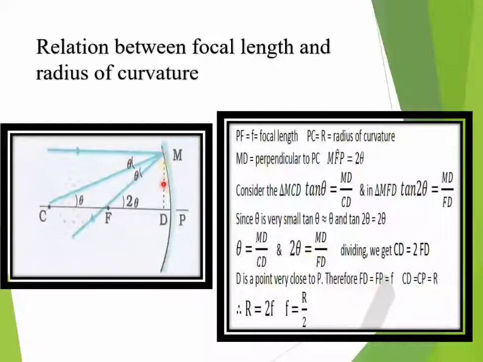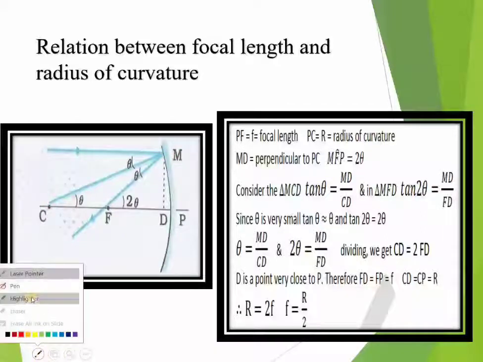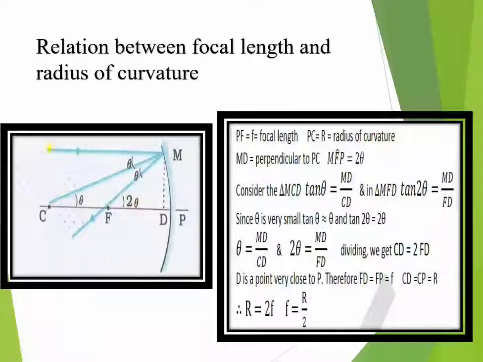We draw the perpendicular from M to D, and there we are taking a good approximation that the aperture of the mirror is small. When the aperture of the mirror is small, light rays which are coming parallel pass through the focus, and one we have taken from the center of curvature. Center of curvature is the center of a sphere of which the mirror is a part. So this is the incident ray, and this one is the reflected ray.